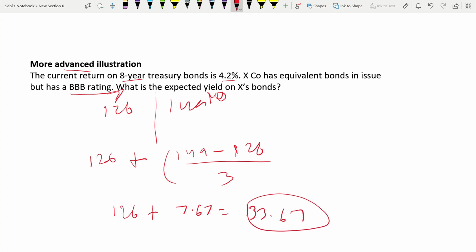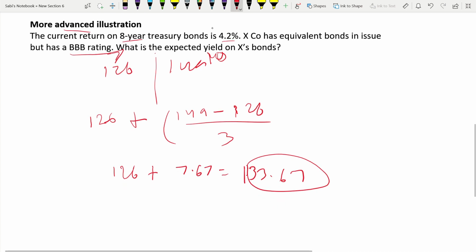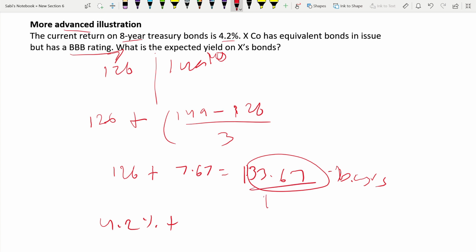That is not your answer. You have treasury bond return 4.2%. Okay, so 133.67, sorry, this is basis point. Basis point means when you have to find it in terms of percentage, just divide the credit spread by 100, which will give you 1.34%. And the answer is 5.54%. You see?